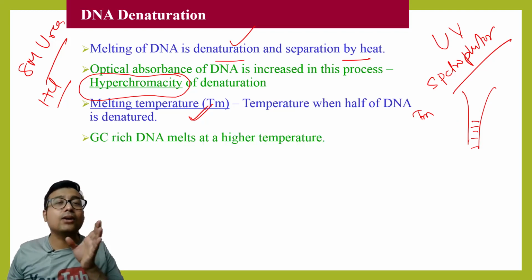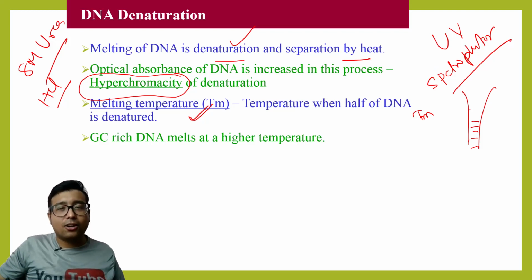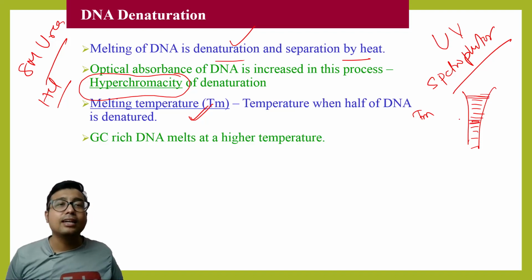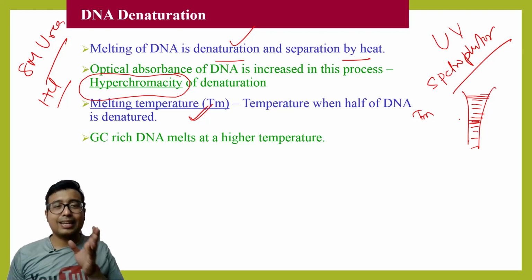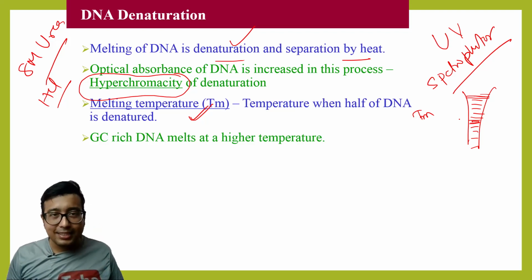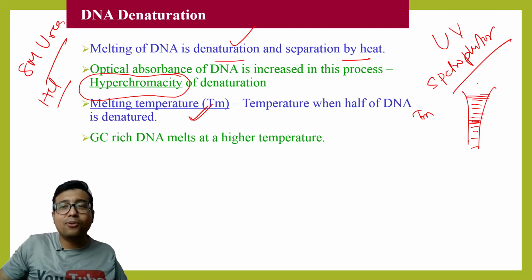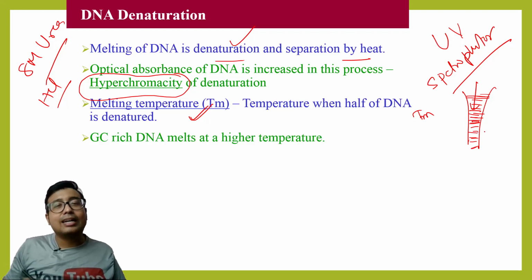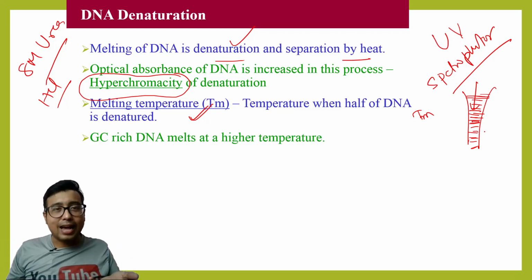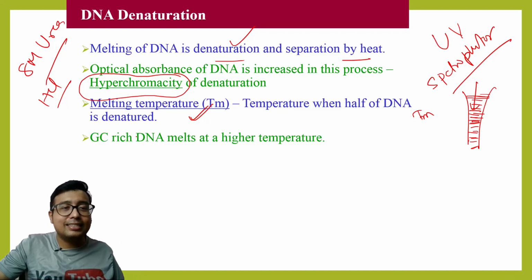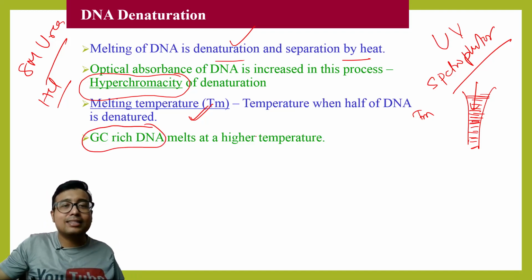Right. Now, needless to say, in order to melt or denature, we need to break these hydrogen bonds. Now, in case of A and T, there are 2 hydrogen bonds, and in case of G and C, there are 3 hydrogen bonds. So, if there are more G and C in this DNA, we'll need more heat, isn't it? So, we'll need more heat to rip this apart. And so, the temperature required to denature will also be high. So, a GC rich DNA melts at a higher temperature.